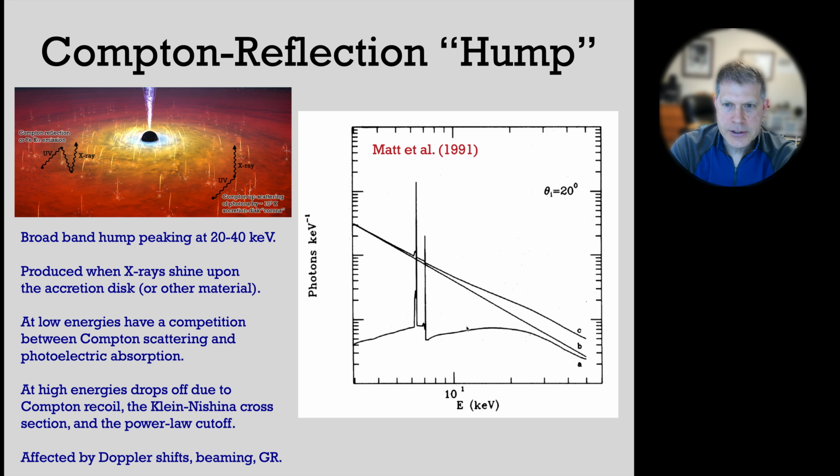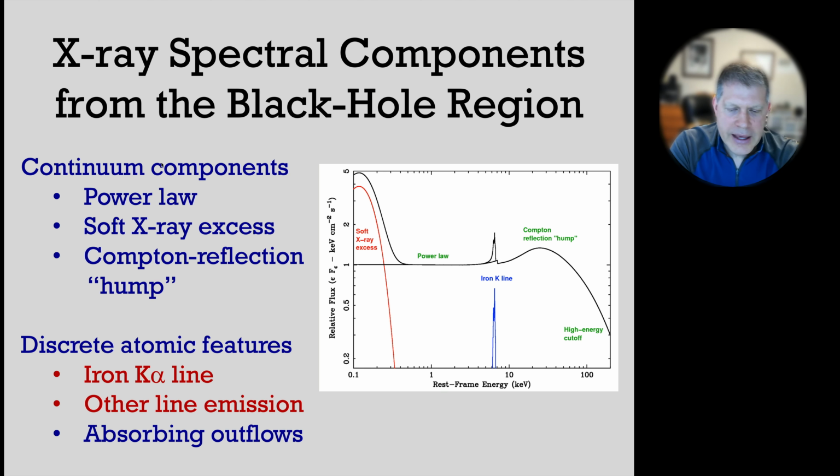Now, of course, this broadband hump is formed in the immediate vicinity of the black hole. This material is orbiting around the black hole at high speeds. There is beaming of radiation. There are general relativistic light bending effects. And so when you work out what this Compton hump will actually look like, you have to propagate it through all of these effects as well. And that is generally done, usually, one hopes, when comparing with actual data. Okay, so that's the Compton reflection hump. And that's the end of our discussion of the continuum components.